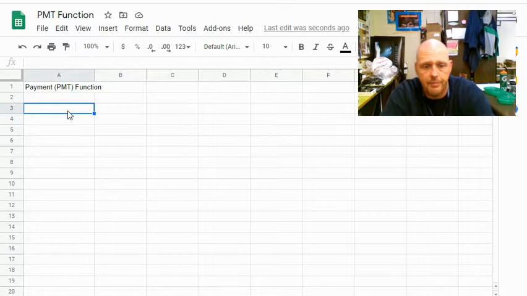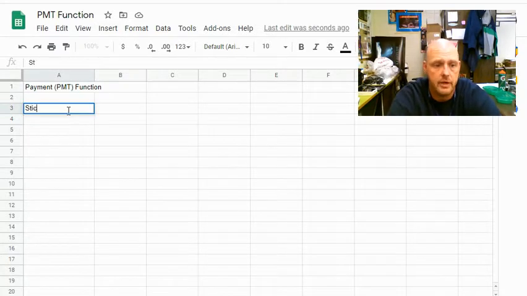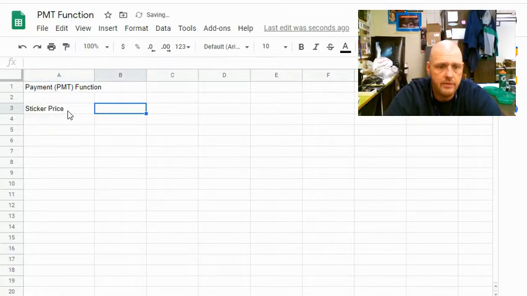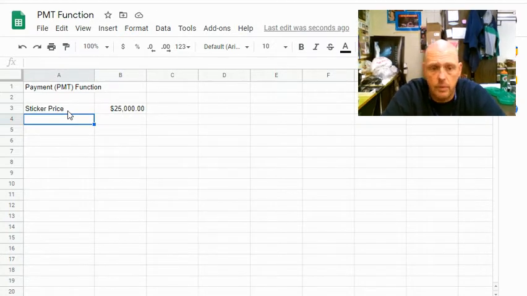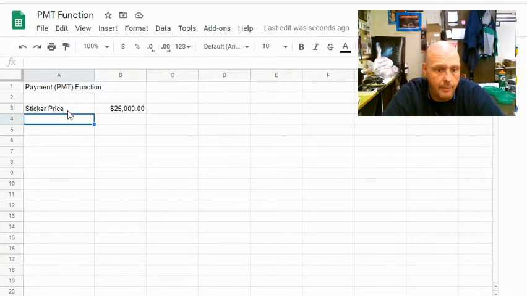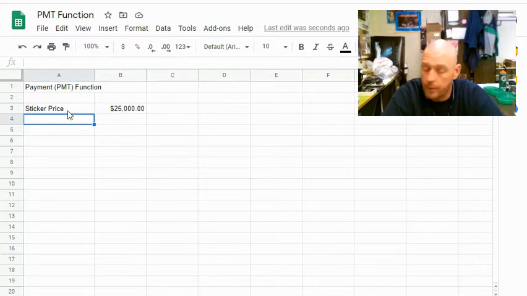So we're going to start out with the facts we need to run this math. We'll start out with the sticker price of the car. And for argument's sake, let's say the vehicle I'm looking at has a sticker price of $25,000. That may not be the amount of money I need to borrow to make this transaction happen. I may be able to negotiate with the car dealer on the actual price of the vehicle.